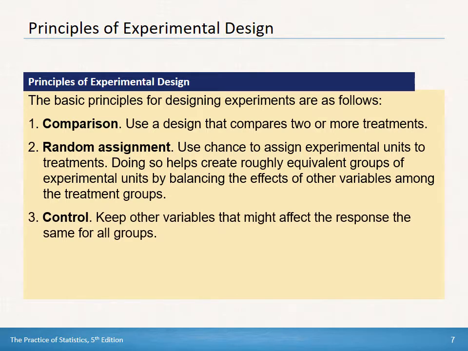We need a control. Keep other variables that might affect the response the same for all groups. For example, in my cholesterol problem, if I want to know if exercise causes a difference in cholesterol, then I have to control for everything else that my subjects might be doing. I have to control for their diet. I have to control for any medication that they're taking. I have to control for the type of exercise they're doing, how long they're doing their exercise. All of that has to be controlled for.